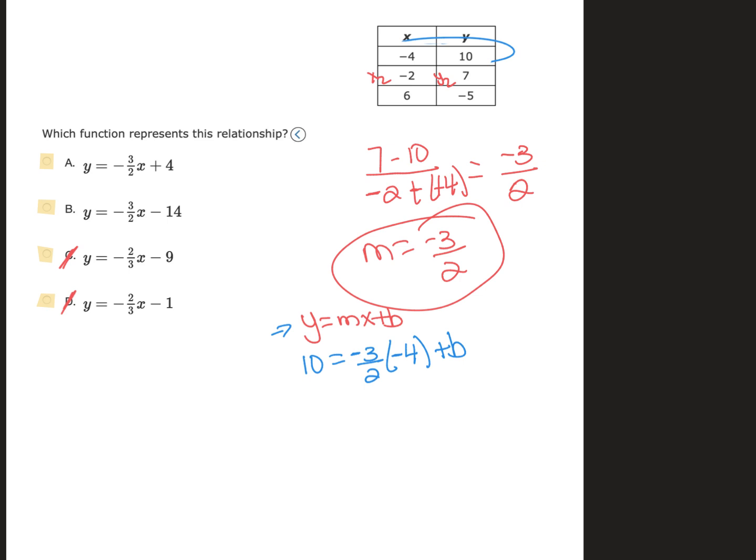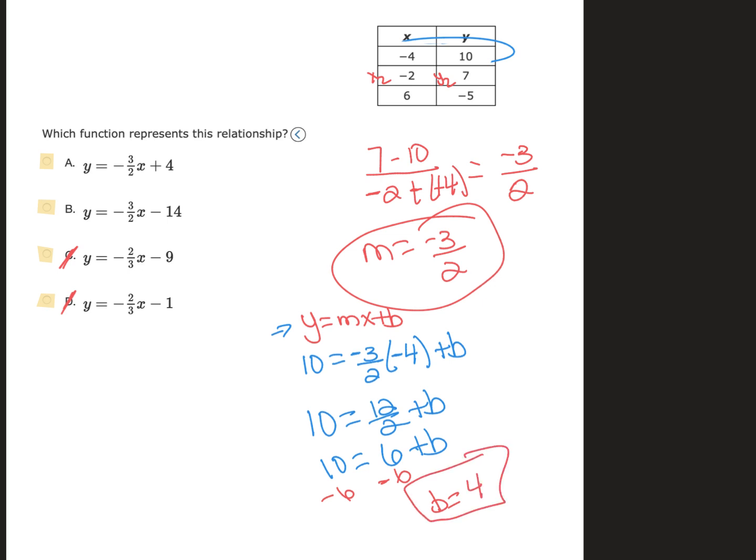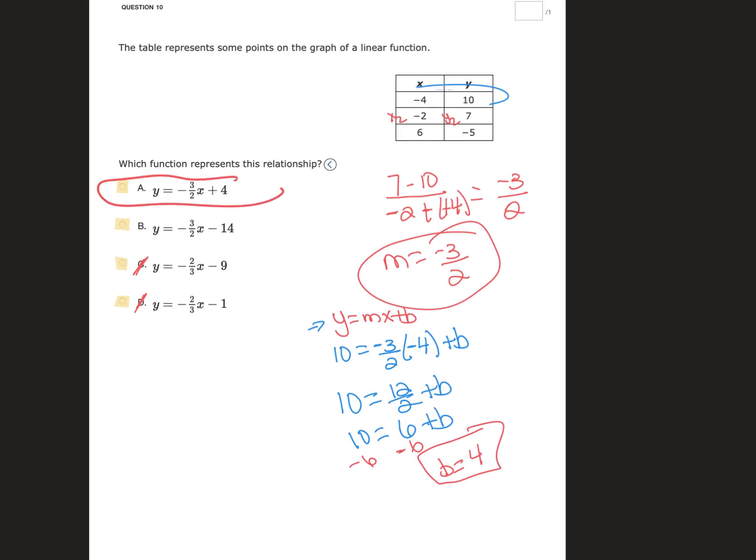So I have 10 equals 12 over 2 plus b. So I have 10 equals 6 plus b. Subtracting 6 from both sides, I can find that my y-intercept is 4. So I'm looking for an equation of a line that has a slope of -3 over 2 and a y-intercept of 4. That's it.